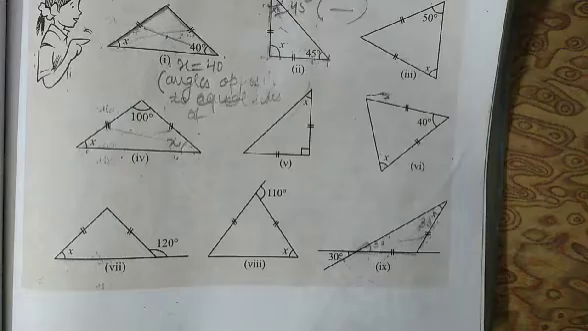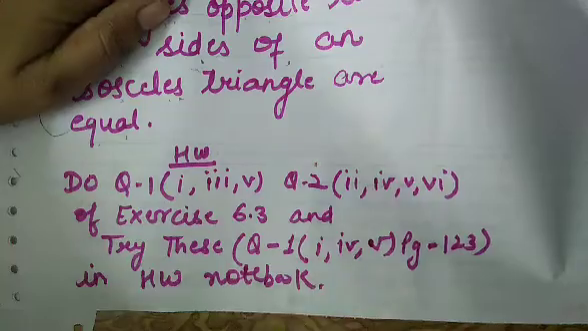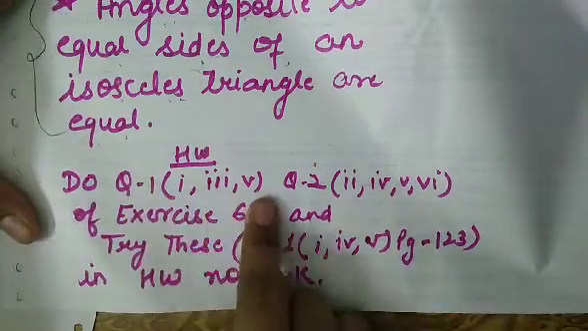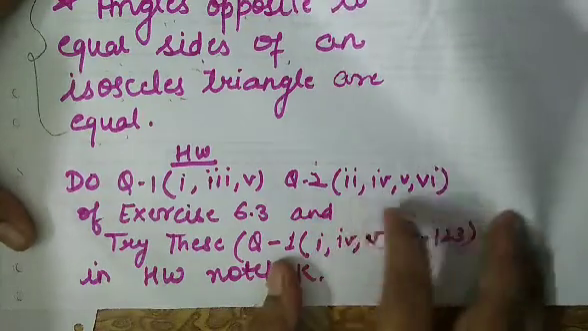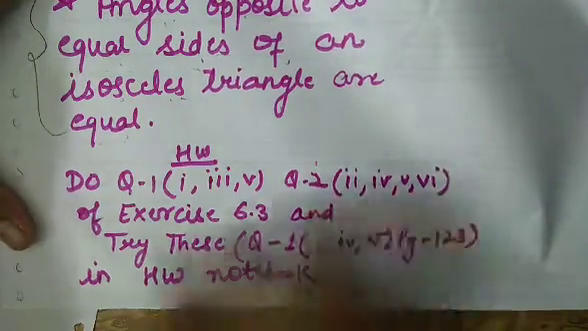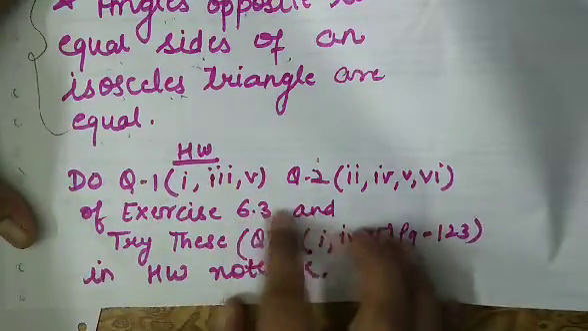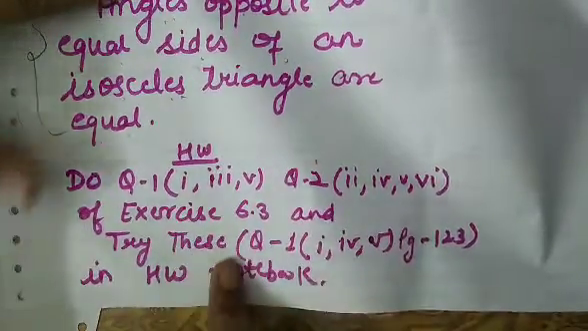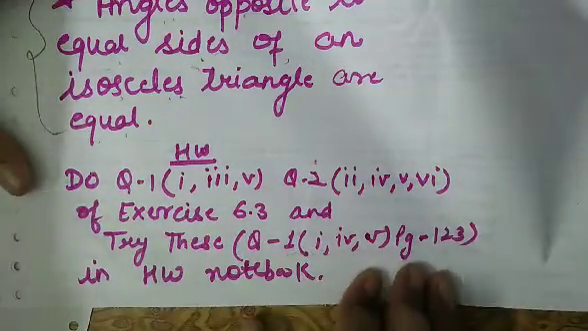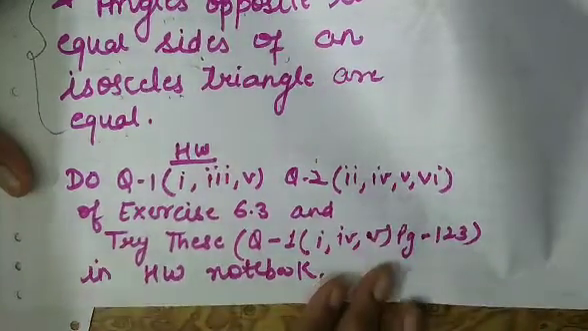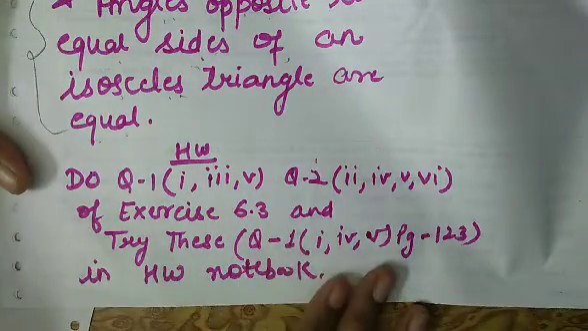Now come to the homework. Your homework is to do question number 1, parts 1st, 3rd and 5th, and question number 2, parts 2nd, 4th, 5th and 6th of exercise 6.3. You also have to try the Try These questions given on page number 123 in your homework notebook. These questions you have to do.